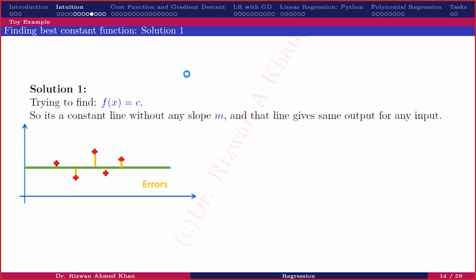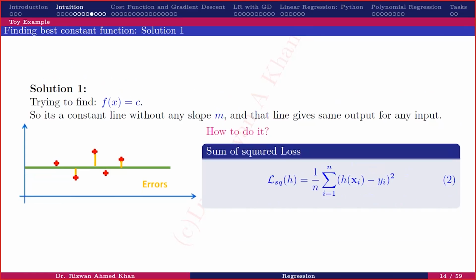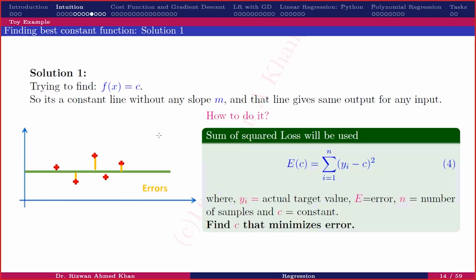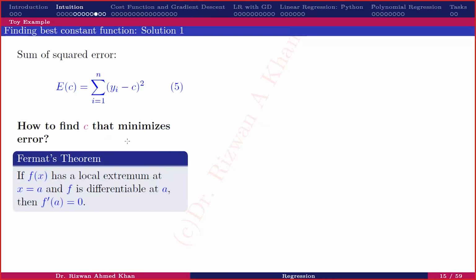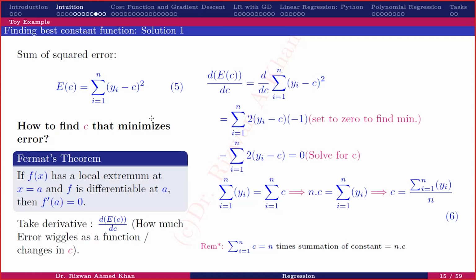Then we looked at some loss functions, and we talked about the sum of squared error, or squared loss as we call it in regression. We use this loss for regression, and we discussed reasons why we use this loss in regression. This loss can be written like this: if our hypothesis is c, or a constant line, we solve for how we can find a c that best approximates the data.